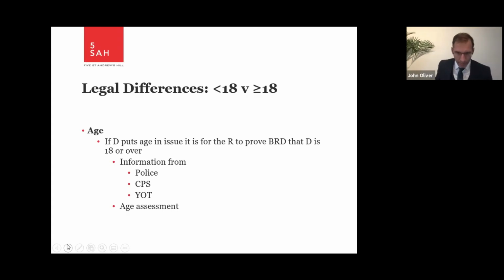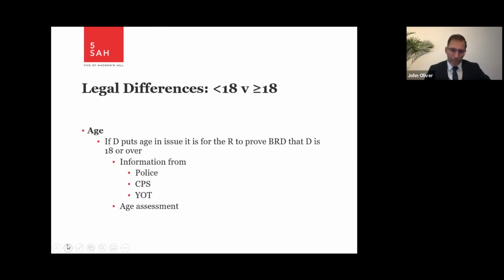And the last thing, as far as age is concerned, clearly in the way the case is run, because of the different requirements under the Act, age can be a relevant consideration. If a defendant puts age in issue, it's for the prosecution to prove beyond reasonable doubt that the defendant is aged 18 or over. And again, as with any other case in which age is an issue, particularly in the youth court, information to establish a person's age comes from the police, the CPS, the youth offending team, and often an expert age assessment.